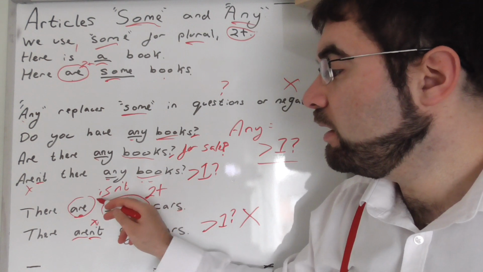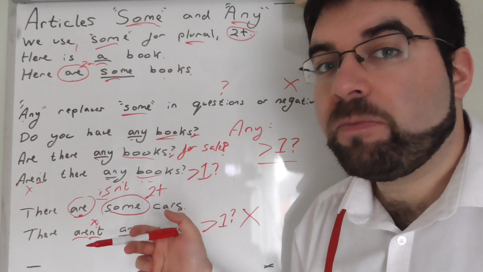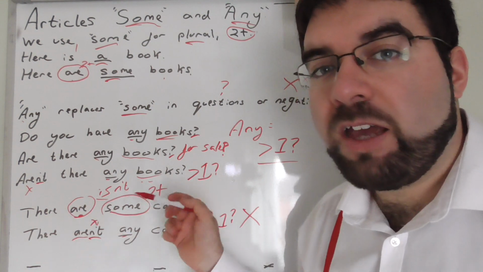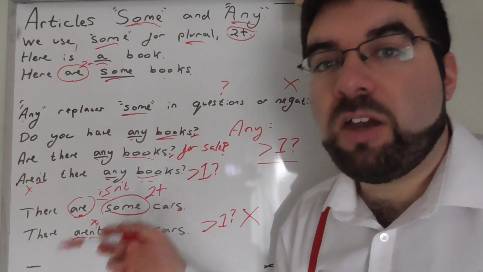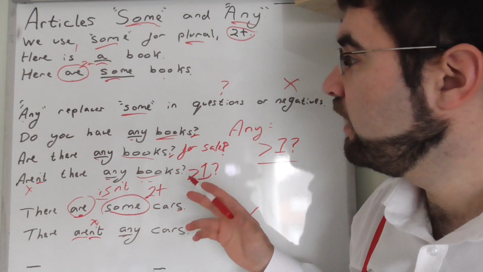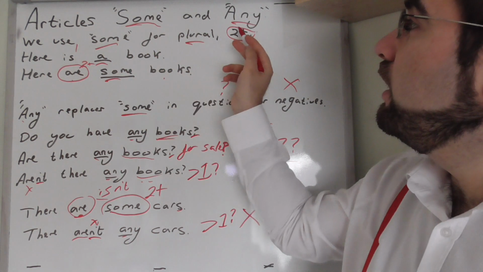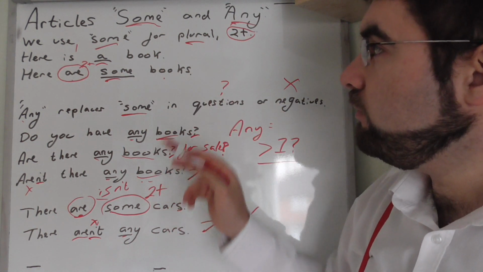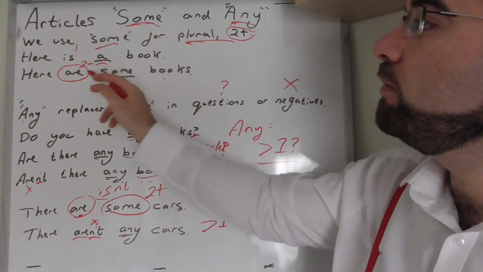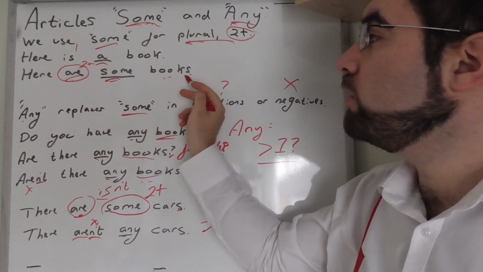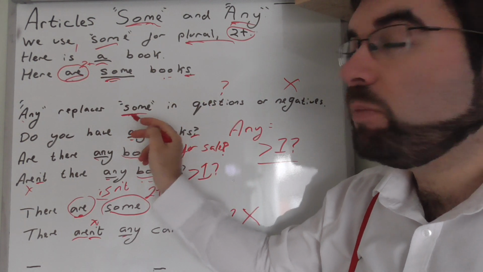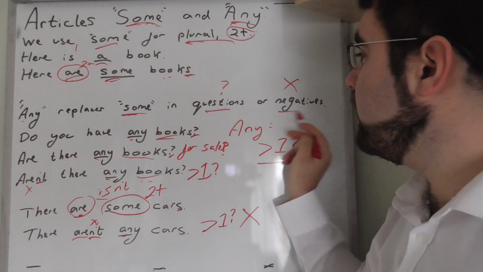Is there any people? Is there any cars? Or are there any cars here and beyond? So we have any and some. Some for plural. There are some books. And any replaces some in questions and negatives.